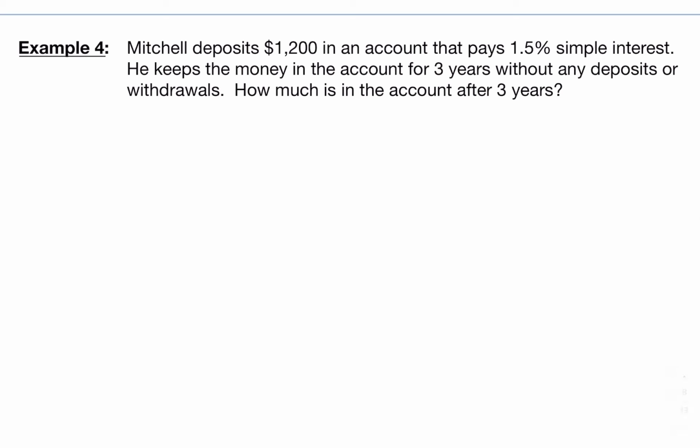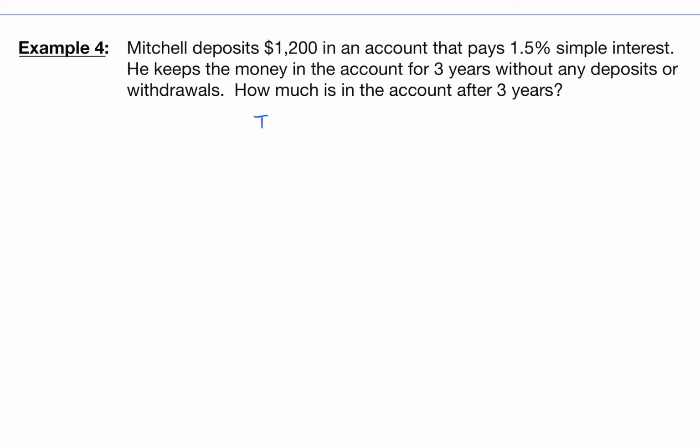Okay, so let's go ahead and go on to example 4. This is a simple interest example. So here we have Mitchell, who deposits $1,200 into an account that pays 1.5% simple interest. He keeps the money in the account for 3 years without any deposits or withdrawal, so no transaction. So the question is, how much is in the account after 3 years? Remember that we're looking at how much is in the account after 3 years. We need to think about that for a second and keep that in the back of our minds.